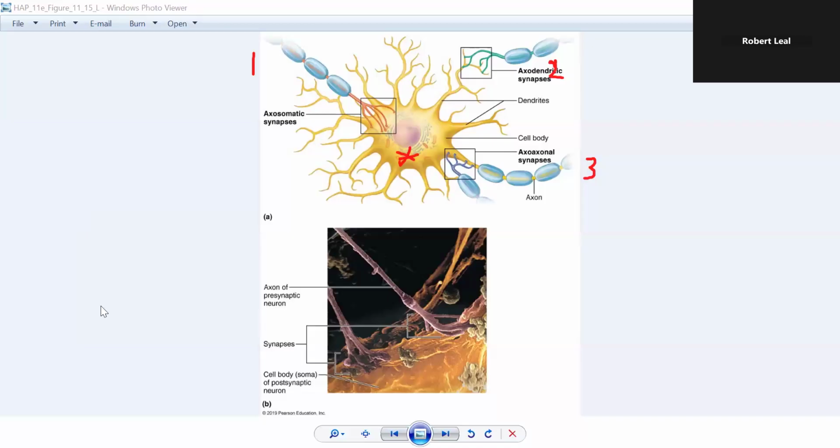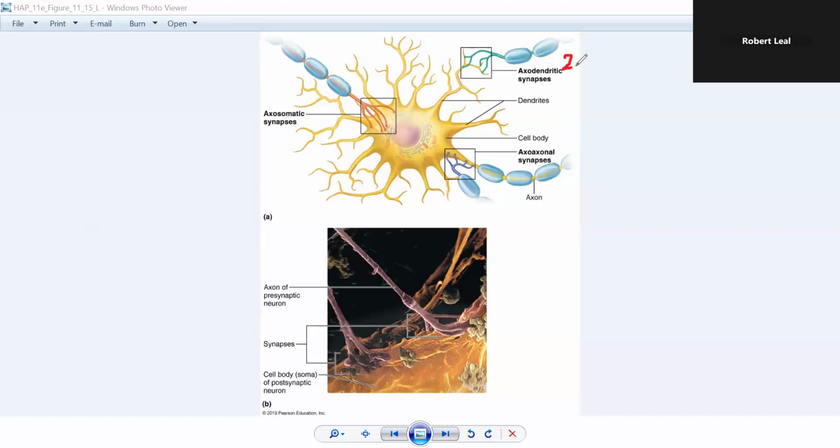Each presynaptic neuron can release neurotransmitters. Where it releases the neurotransmitters will tell you what type of communication synapse it is. So in this presynaptic neuron, it's releasing neurotransmitters on the cell body. Fancy name for cell body is soma. So this synapse is from the presynaptic neuron's axon onto the postsynaptic neuron's soma. So this synapse is called an axosomatic synapse, from axon to cell body.